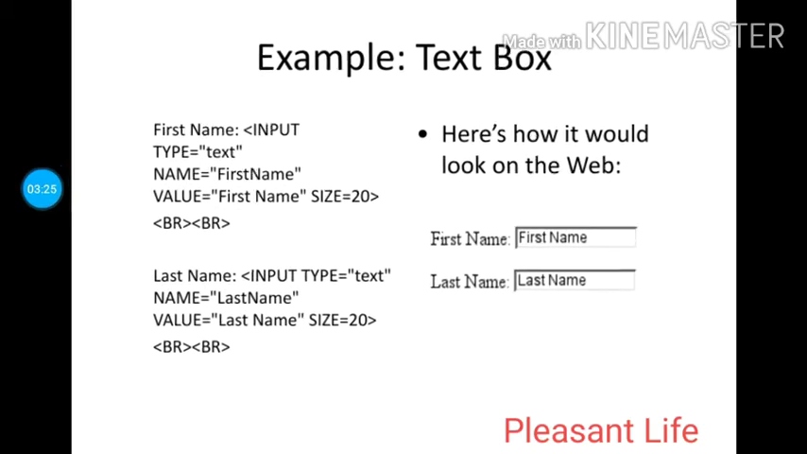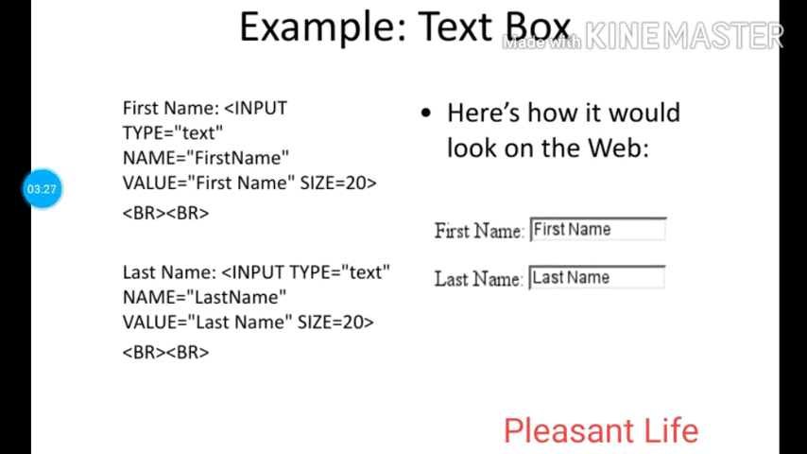Then an example of a text box. See, input type equal to text, name equal to first name and value equal to first name. Size, n is the number of size. Just an example, size equal to 20. Then the BR tag. The BR tag indicates a line break. That means the user skips to the next line.